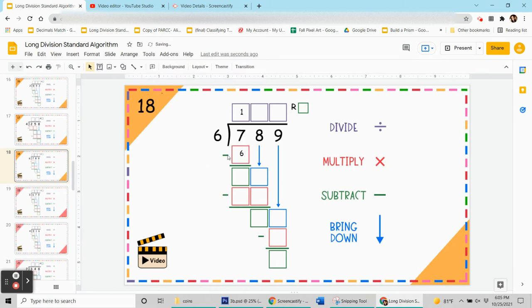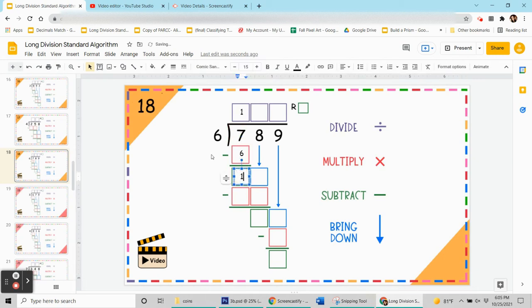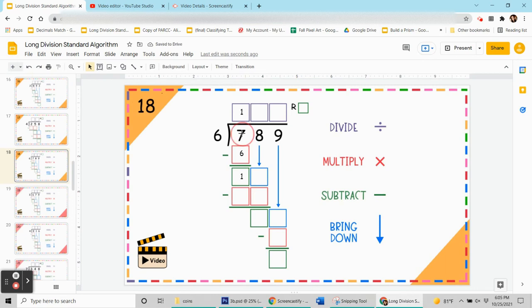So our next step is to subtract to see what's left over. So we're going to do 7 minus 6, which is 1. Now, we've used up this 7 pretty much. We got 6 out of it. There was 1 left over. And we can't really do anything with that 1 because it's too small. But we are now ready to bring down the next digit to go with the 1.